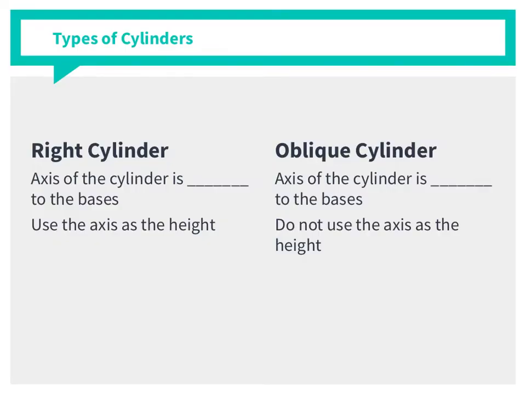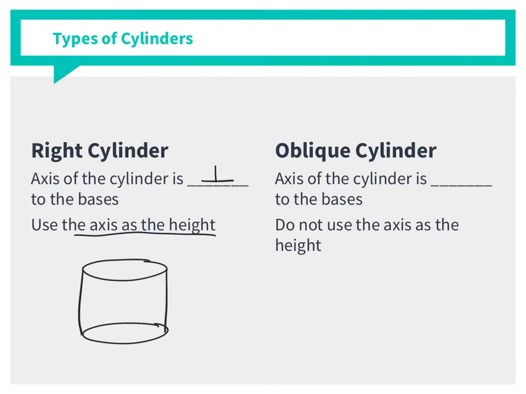So again, with the right cylinder, the axis of the cylinder has to be and is perpendicular to the bases. You're going to use this axis as the height. So this is your cylinder, just like think of a soup can or a pop can. This would be a right cylinder. So here the axis is going to be perpendicular to bases. In this case, this is your axis, and you can use this as your height. Again, that's in a right cylinder.